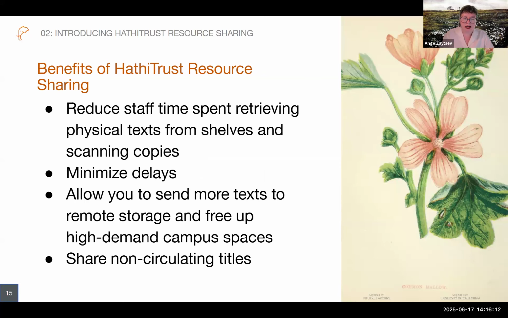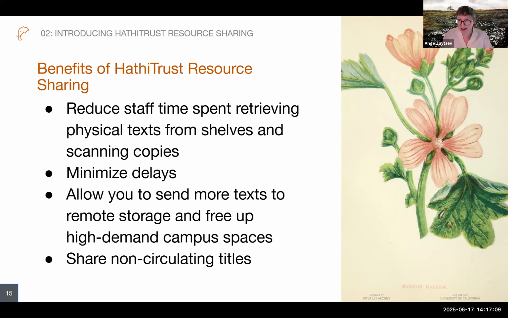So based on the service model that I described, the primary benefits of this service are that your staff will be able to free up more time to do other work. This will allow you to minimize the time that is spent retrieving physical text from the shelves, sometimes even from off-campus shelving, and then minimize the time to scan copies. Consequently, this will result in minimized delays in getting the text into the hands of your end users, your patrons. This will hopefully also allow you to send more text to remote storage and free up those high demand campus spaces. And what's really exciting is that this could allow you to start sharing your non-circulating titles.